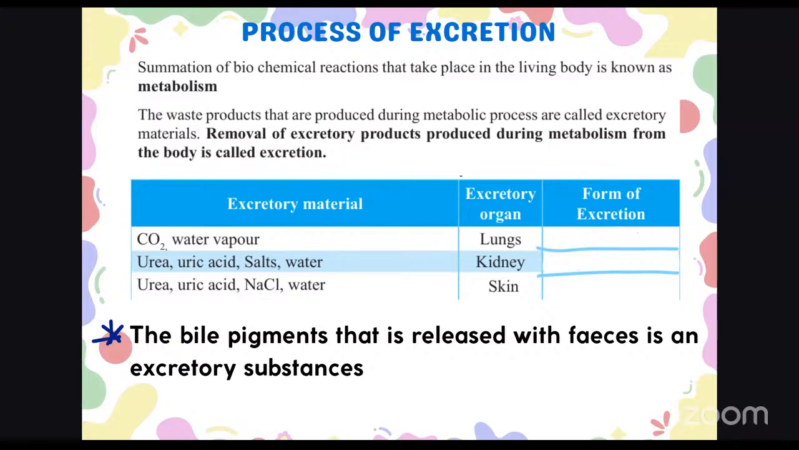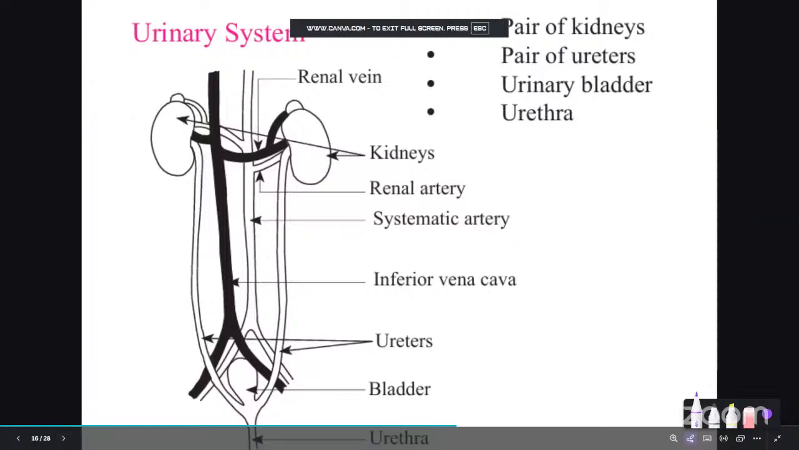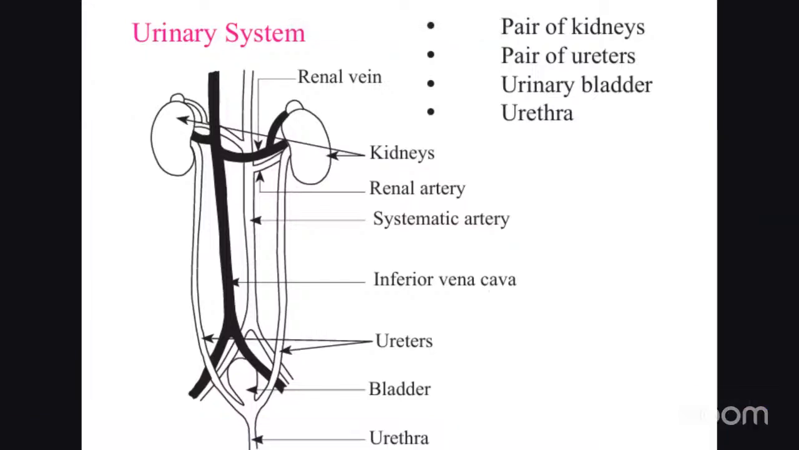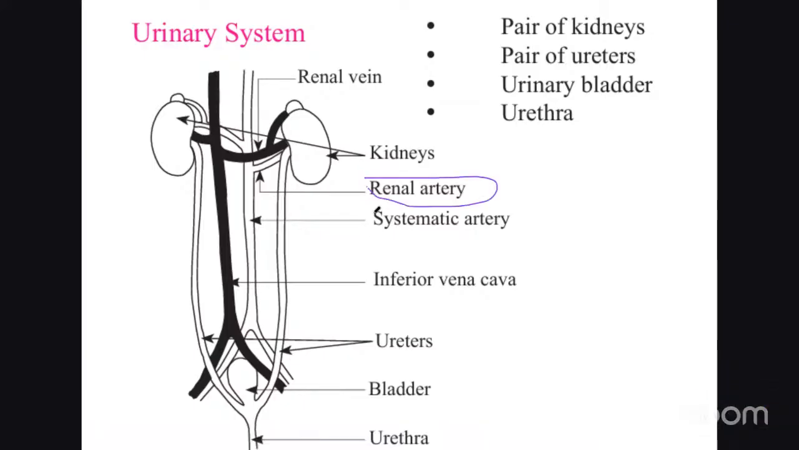Then we are going to be looking at the kidney. These are the 4 main things that you have to know about the kidney. I know they have given you all of these different parts, like the renal artery, systemic artery, inferior vena cava, and renal vein, but you have to know these 4 things. What is more important is a pair of kidneys. You should know how to label this. They can give you a picture of the kidney and ask you to label it.